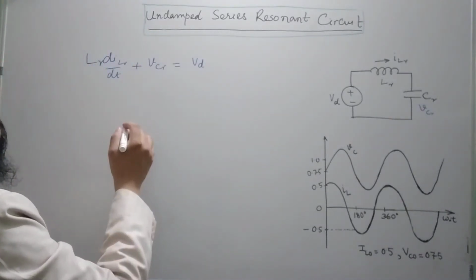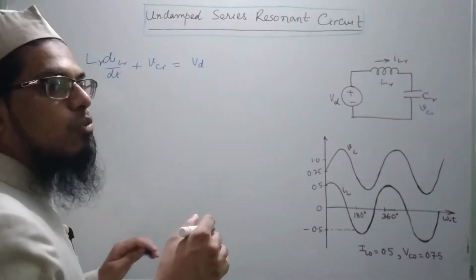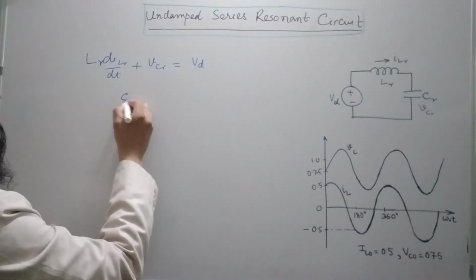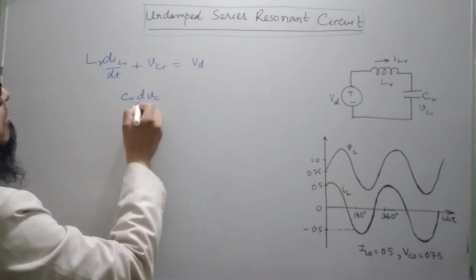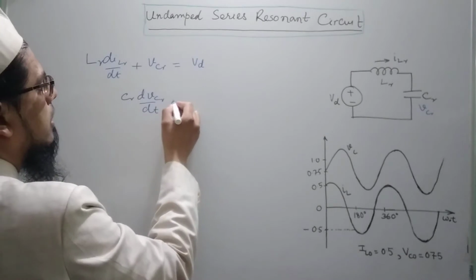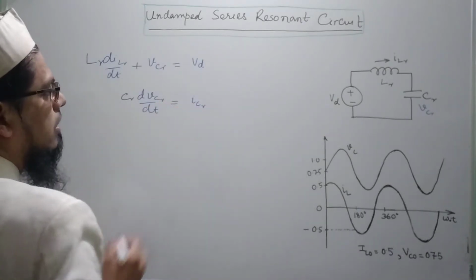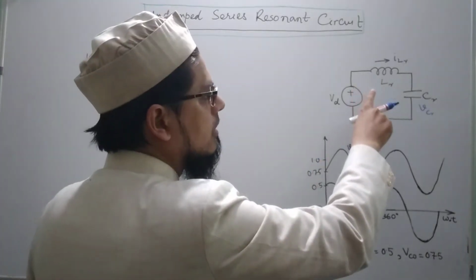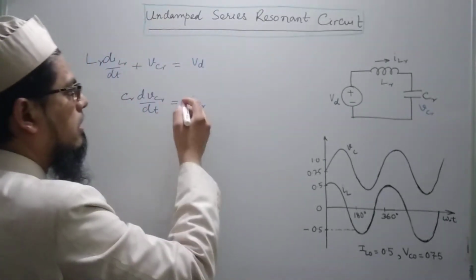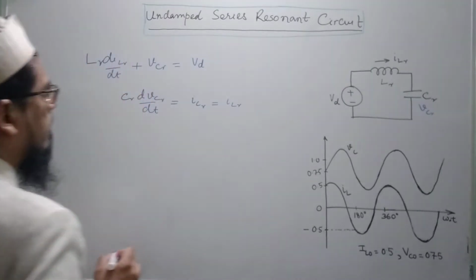Moreover, we also know the relation between the current flowing in the capacitor and the voltage appearing across the capacitor, and that is given by CR dVCR/dt is equal to ICR. Since LR and CR are in series in this circuit, the current ICR will also be equal to the current ILR.